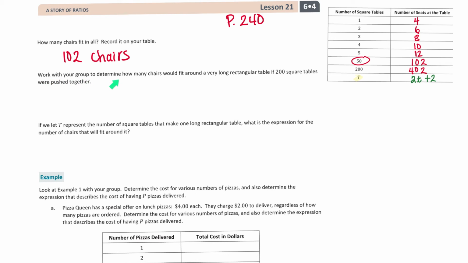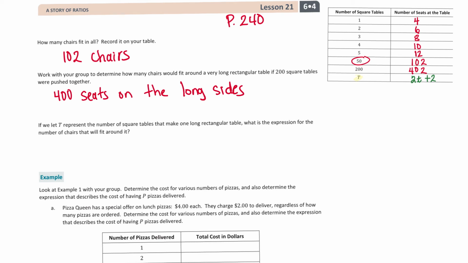Work with your group to determine how many chairs will fit around a very long rectangular table if 200 square tables were pushed together. We have the table here that helps us: if it's 200 square tables pushed together, we will be having 402 seats. If we explain it, we will say that there will be 400 seats on the long sides.